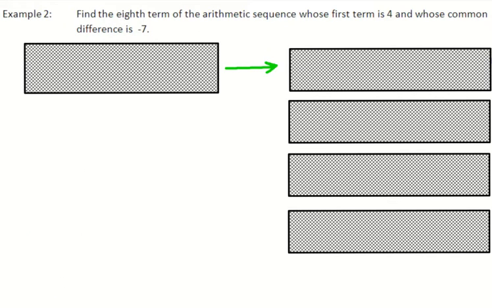Just a quick example. Find the 8th term of the arithmetic sequence whose first term is 4 and whose common difference is -7.